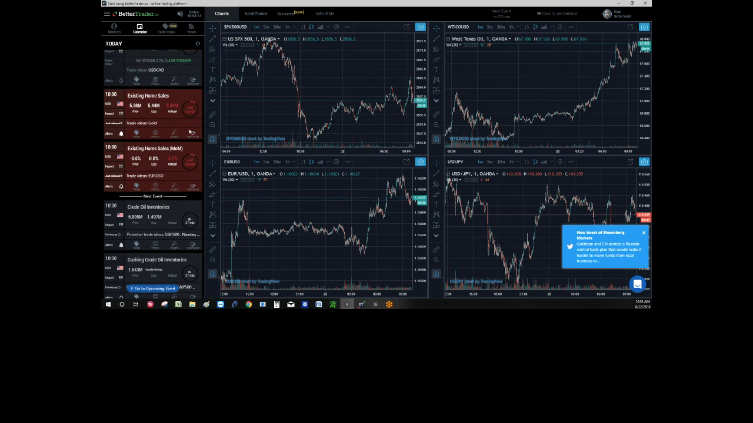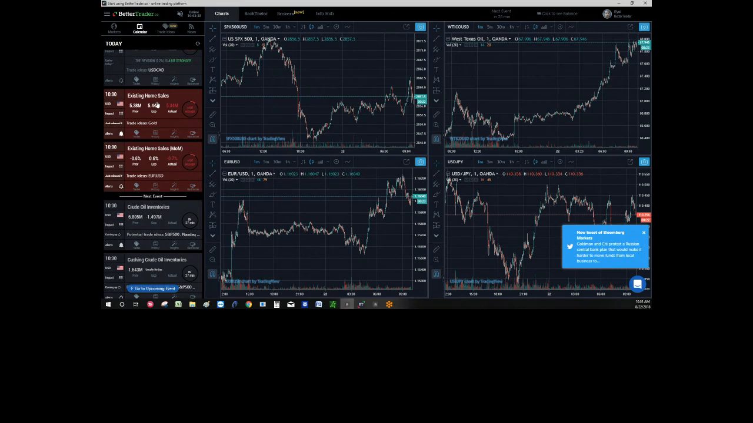Okay, let's see. For example, right now there was an economic event, existing home sales in the US market, expectation 0.6. The actual number looks very weak, minus 0.7. But actually, you can see here the indication in real time. This is a real case. It's a bit weaker. Nothing really special about this.